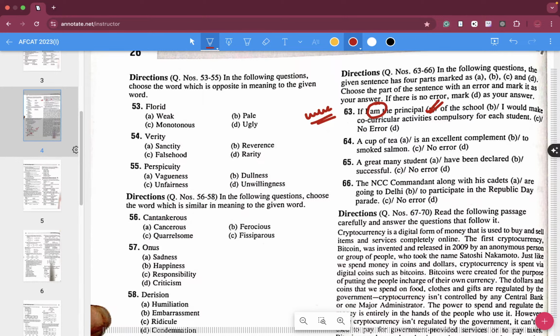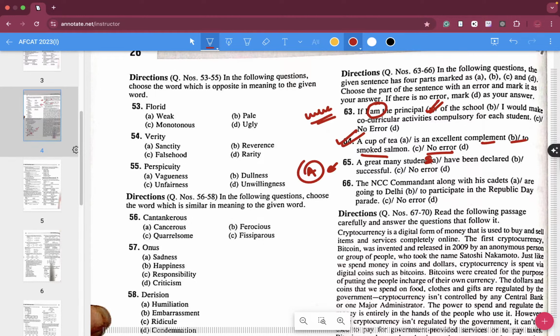Next one we have over here: a cup of tea is an excellent complement to smoked salmon. Yes, there is no mistake in that, which is absolutely correct. A great many students, not student. So the mistake over here is with A.